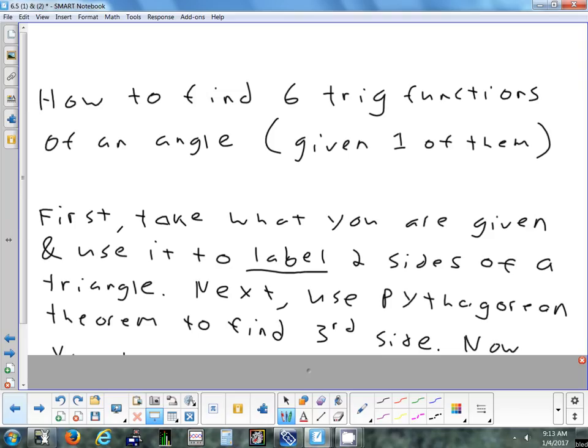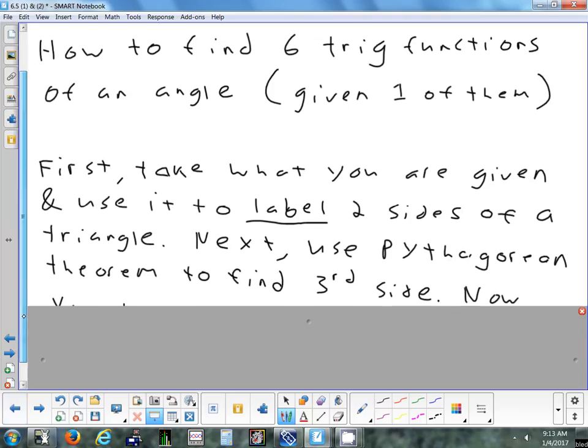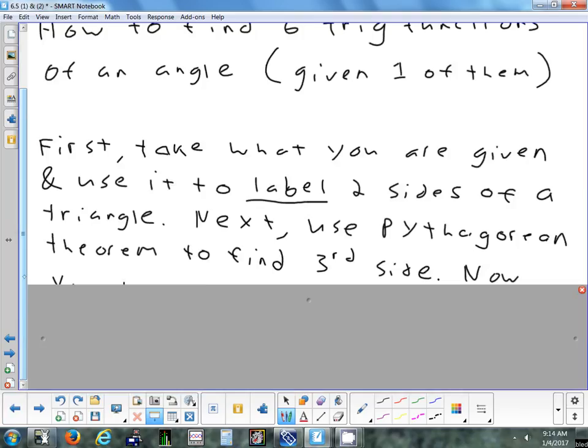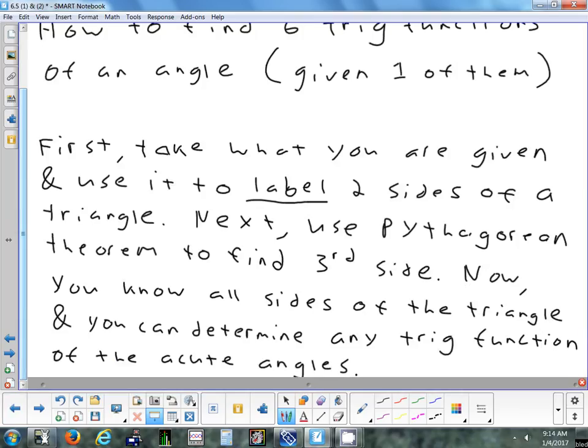And once you know all 3 sides in a triangle, you can find any trig function that they want you to find. But you have to know all 3 sides. Okay? And you have to be given a piece of information to start with. Okay? At least one piece of information. Okay, so that last sentence is just describing that now that you know all the sides, you can answer any question, any trig function question about that triangle.